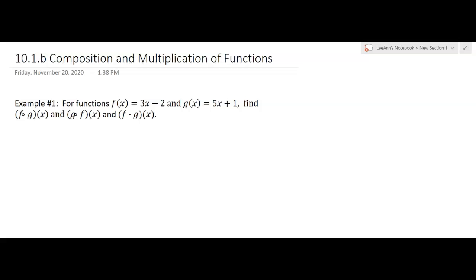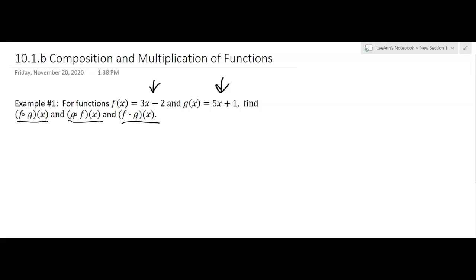Okay, so we have an example here where they give us two functions. Here's the f function, and here's the g function. And then they want us to do three things. They want us to find f compose g, or f of g of x, and then they want us to find g of f of x, and then they want us to find f times g of x.